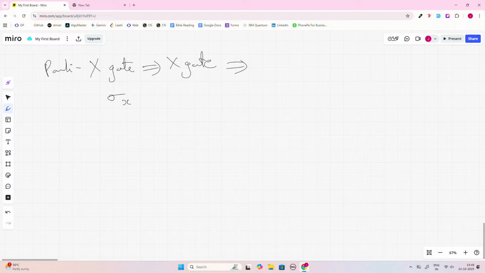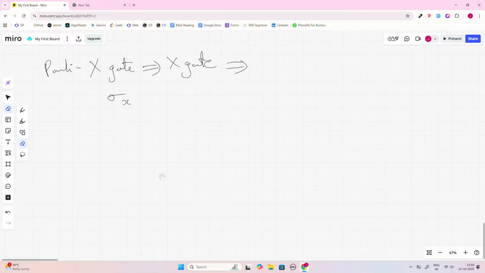Okay. Sigma X. This sigma defines Pauli. Just simply consider it like that. Really it's not, but consider it like that. If I say Pauli Y gate, it's simply sigma Y. So that sigma defines Pauli, just consider it like that. It's not the real definition.